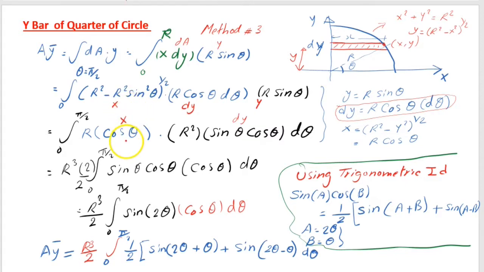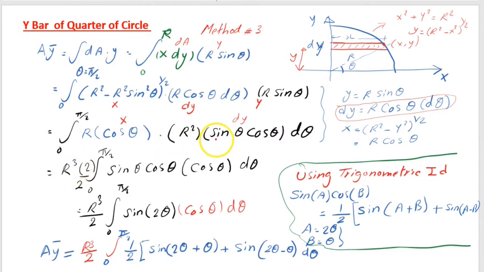This x will become r cosine theta. So we have cosine multiplied by cosine multiplied by sine. And how many r do we have? We have one r here, one r here, one r here. So we have r cubed.